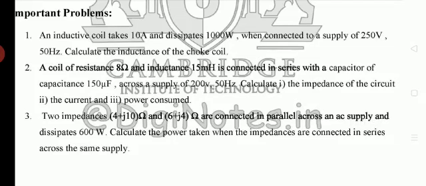Okay, so the current is given, power is given here 1000 watt, voltage is given, frequency is given. You have to calculate the inductance. So to calculate the inductance, what we do, we will try to calculate the inductive reactance XL. XL is given by omega into L, right? Omega is 2 pi f. Frequency is also given 50 hertz. Then L is unknown there.